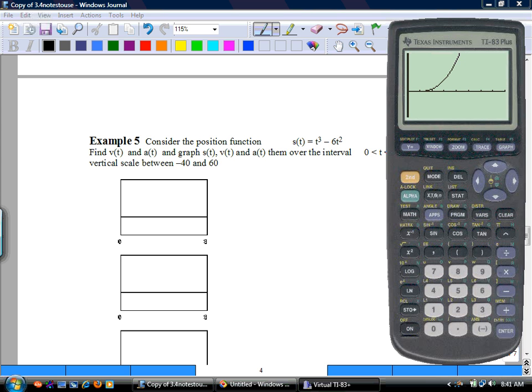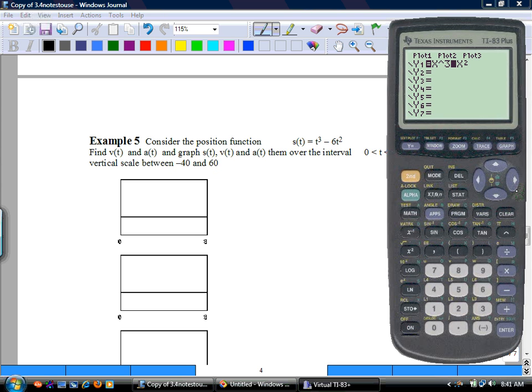We all have that picture on our screen. Zero, 8, negative 40, and 60. Oh, I need a 6, you silly rabbit. Okay, now does it look like what you've got on your screen? Okay, so draw that on your first box.